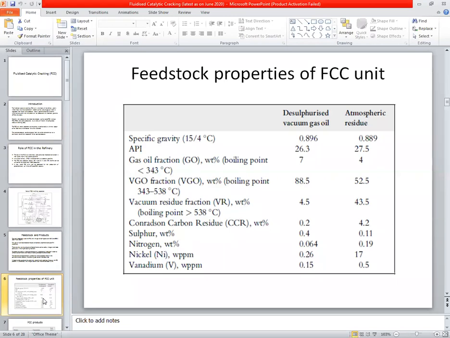So next, that is the feedstock. See here are some feedstock properties of FCC. Specific gravity, this is just for your reference, no need to memorize. Specific gravity, 15 over 4. I think you already know why it is 15 and 4.